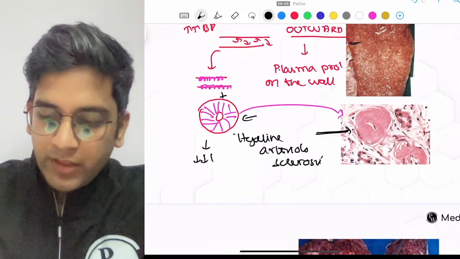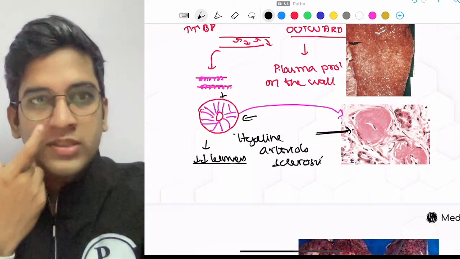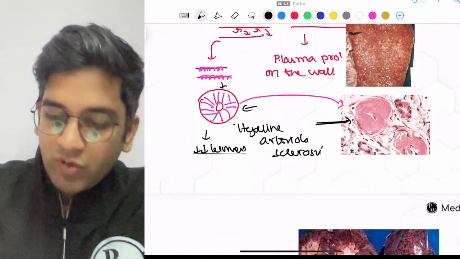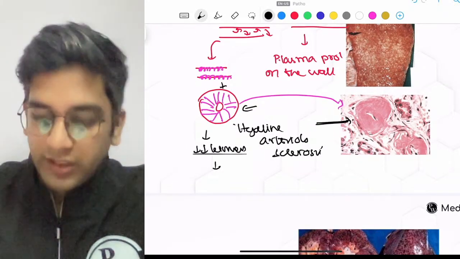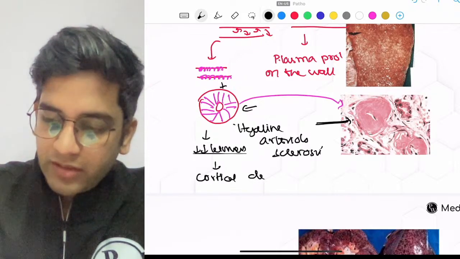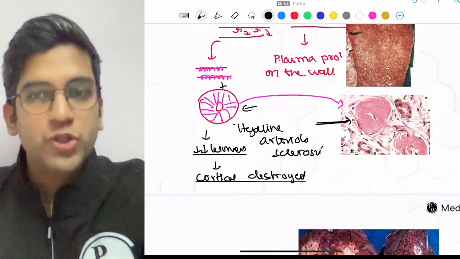When there's a reduced lumen, will there be tissue death in the area where the arteriole is supplying? Yes, obviously. Because of the reduced lumen, you will have cortical destruction. The renal cortex, right? There will be cortical atrophy, or the cortical tissue will be destroyed. Perfect.